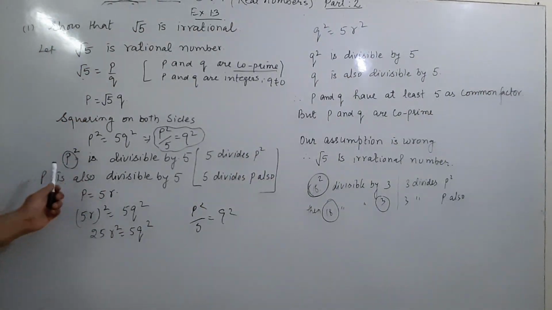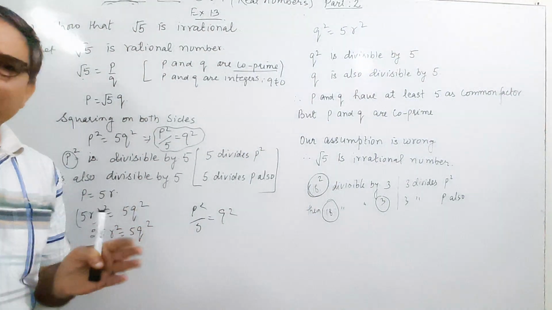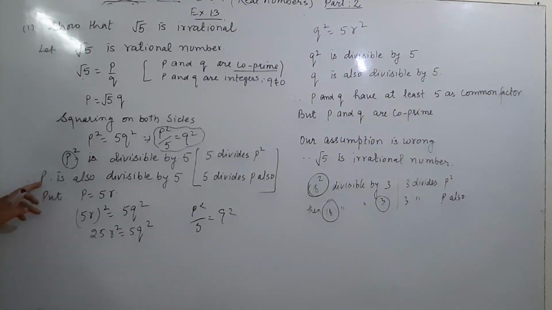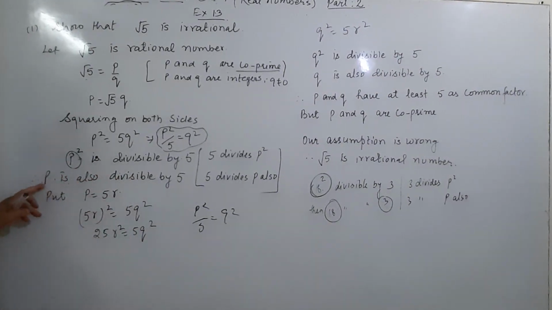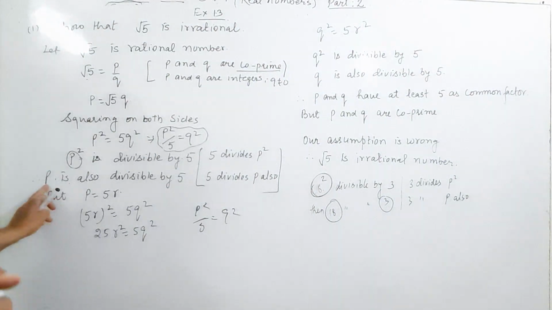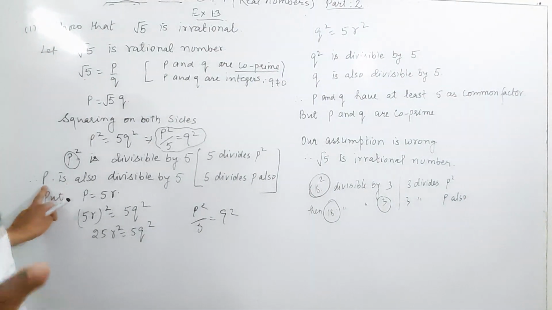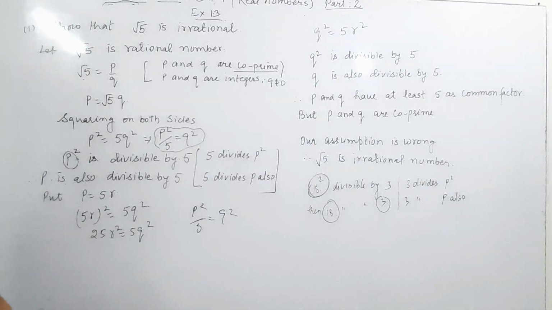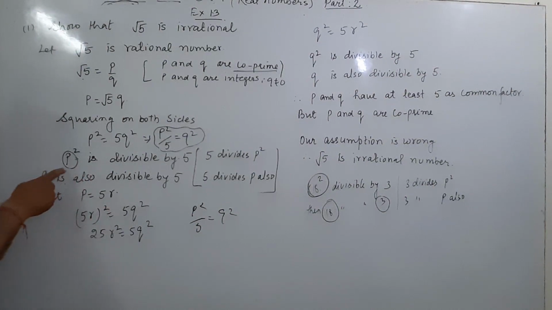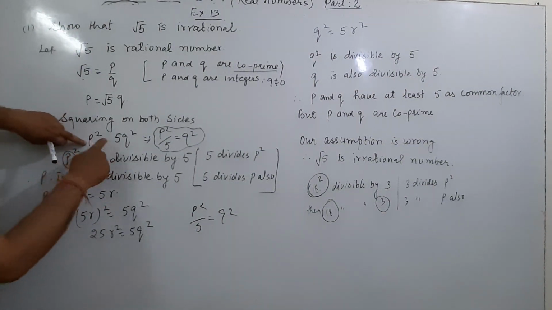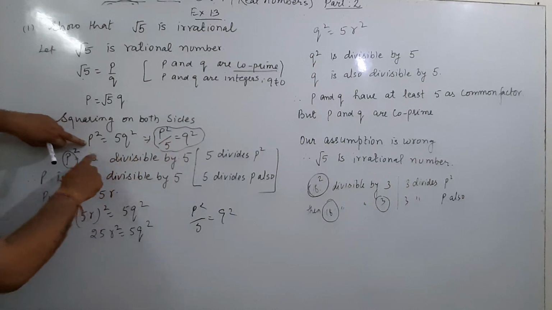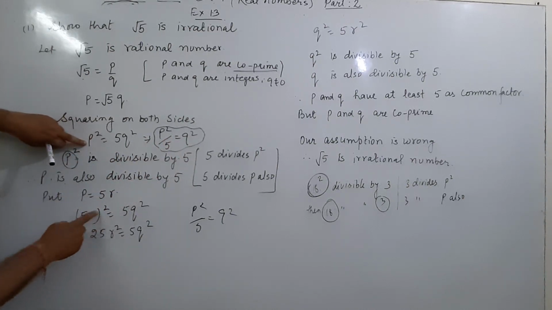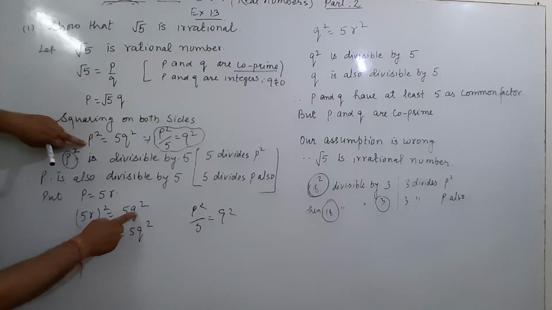And now p square is divisible by 5 and p is also divisible by 5, it means p is a multiple of 5. Then we have to put p is equal to 5r. If p is equal to 5r, we put the value of p here, in p square. So 5r whole square, 5 square means 25, r square is equal to 5q square.